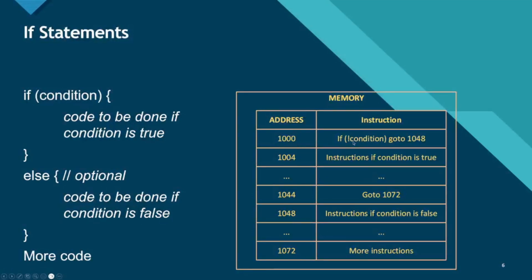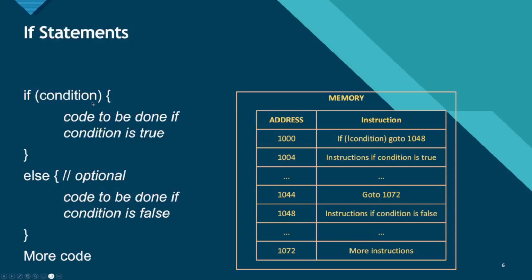So if the condition is not true, go to 1048. So 1048, this is our instructions if the condition is false. If the condition is true, then it's not going to do this go to. It's going to do, here are the instructions if the condition is true. It's going to go all this. Then at the very end of this if statement, it's going to say go to 1072, which is skipping over the else block.